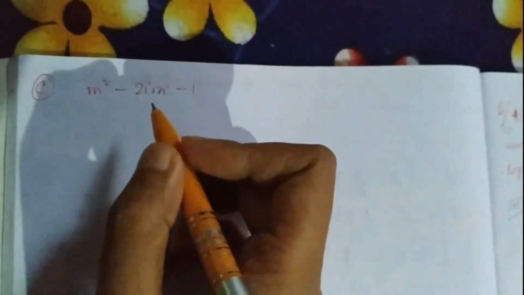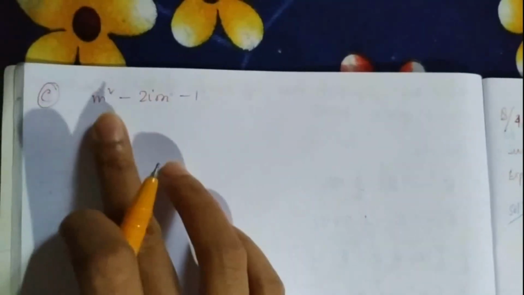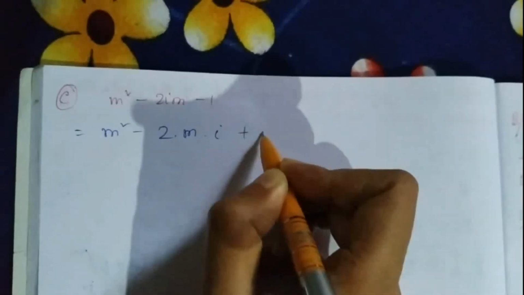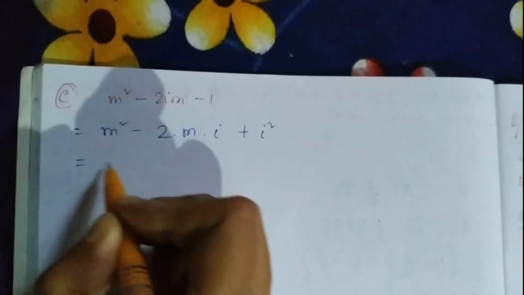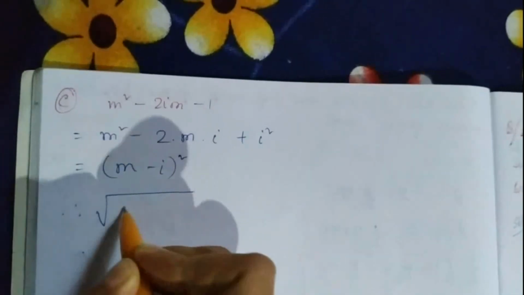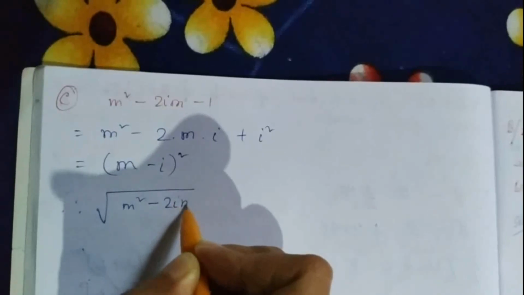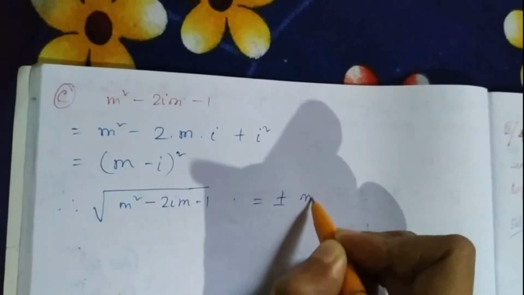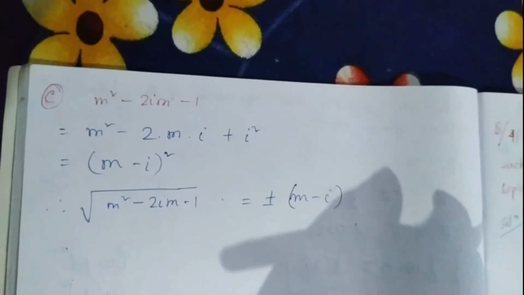Okay. Now number C, m square minus 2im minus 1. So write it like m square minus 2 into m into i plus i square. i square is minus 1. So ultimately (m minus i) whole square. Therefore root of m square minus 2im minus 1 is equal to plus minus (m minus i). Okay, so this is the answer.